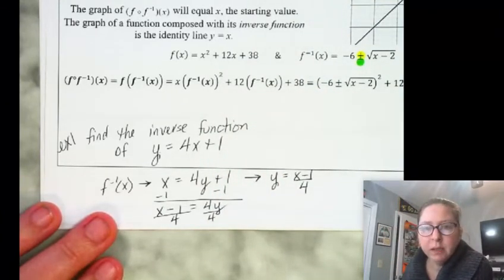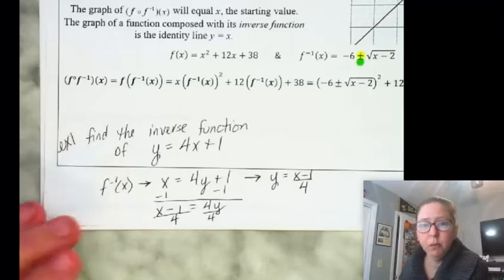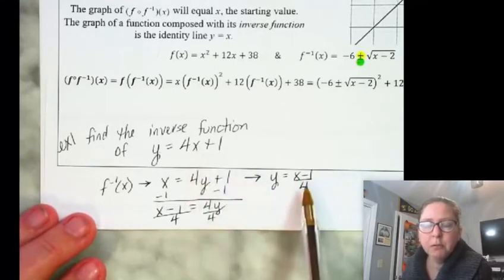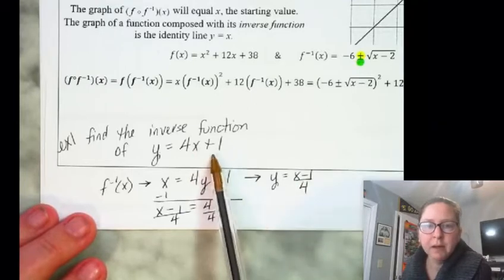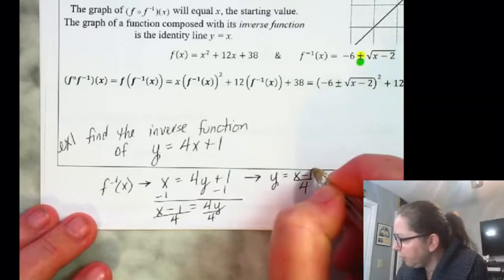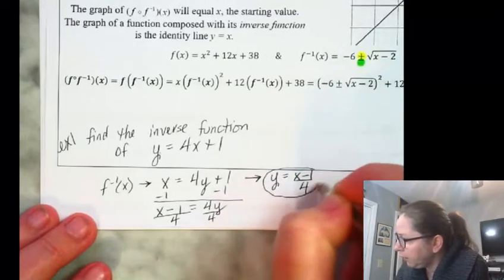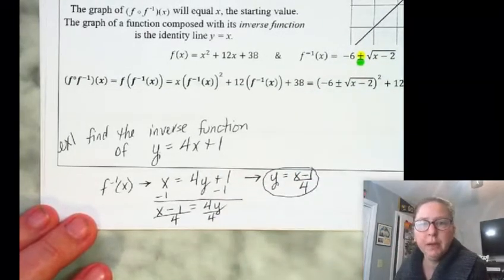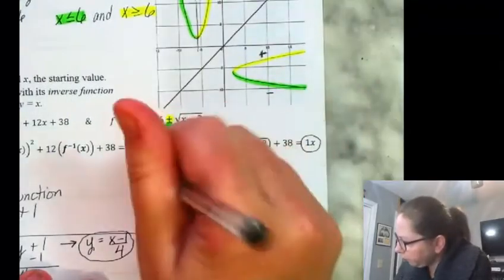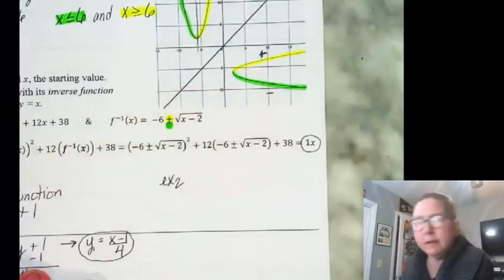And notice it's really the exact opposite of what we originally started with. Instead of multiplying by 4, I'm dividing by 4. Instead of adding 1, I'm subtracting 1. So you can do this with any kind of function. All right, let's do one more, and then we'll call this a lesson.